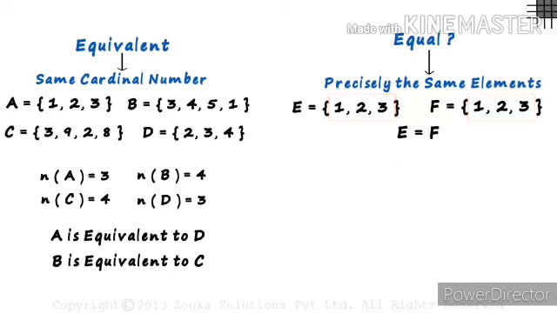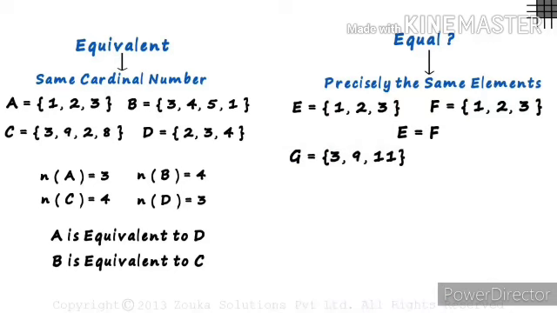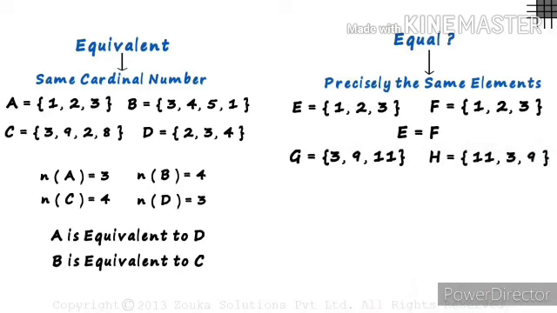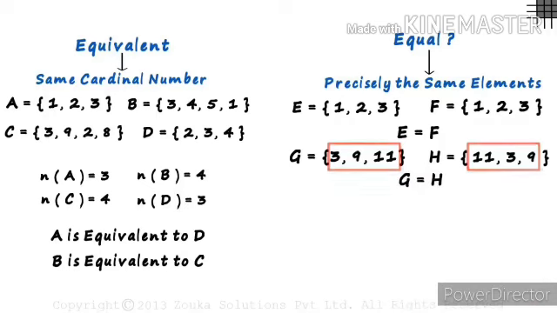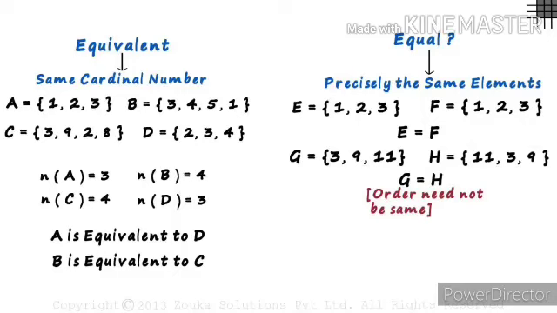Now consider two other sets, set G with 3, 9, 11 as its elements, and set H with 11, 3 and 9 as its elements. We can see that both the sets have the same three elements, 3, 9 and 11. So set G is equal to set H. From this example, we could say that as long as the elements in the set are the same, the order does not matter.